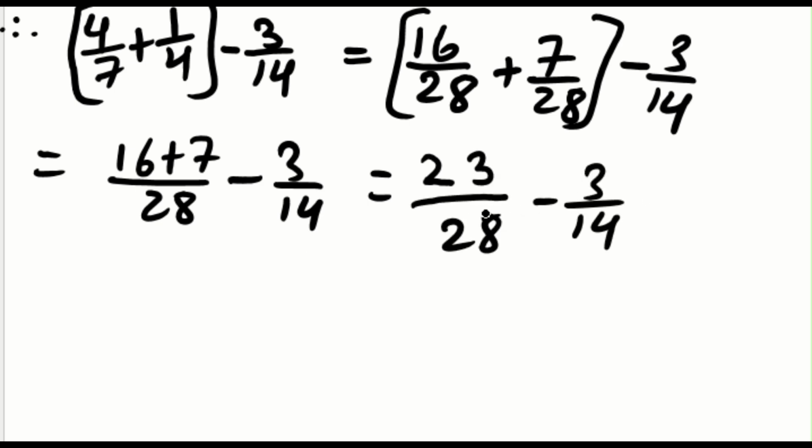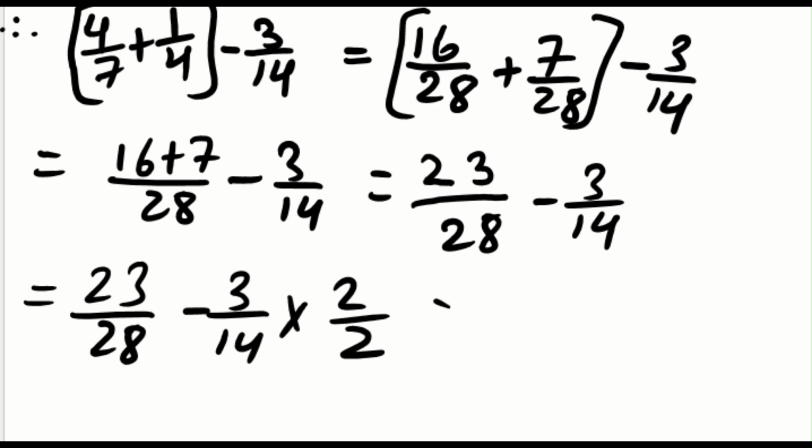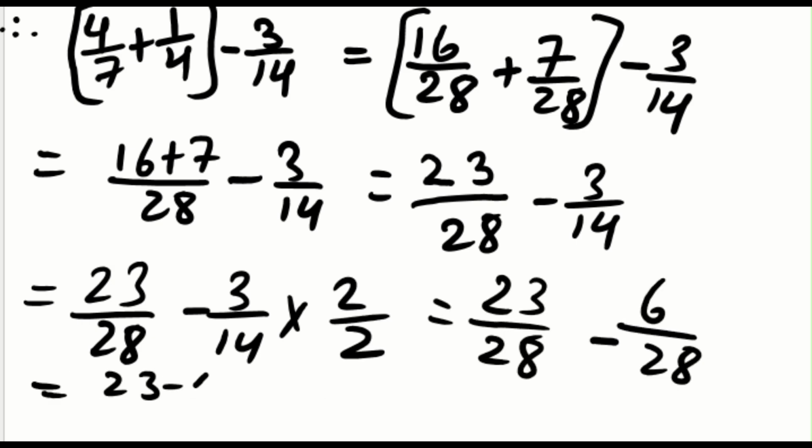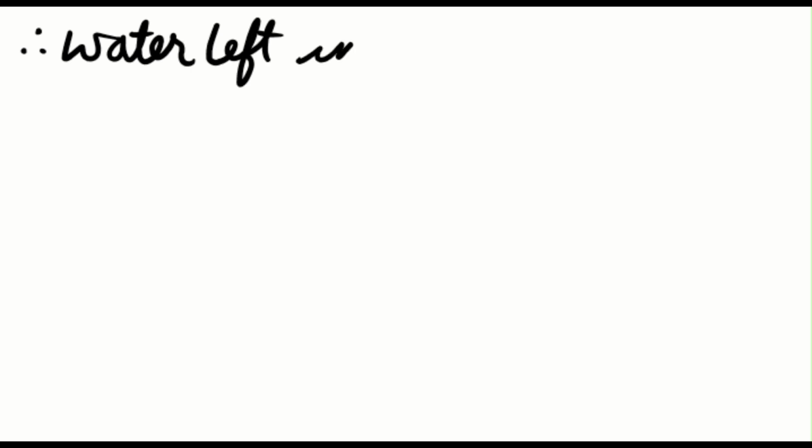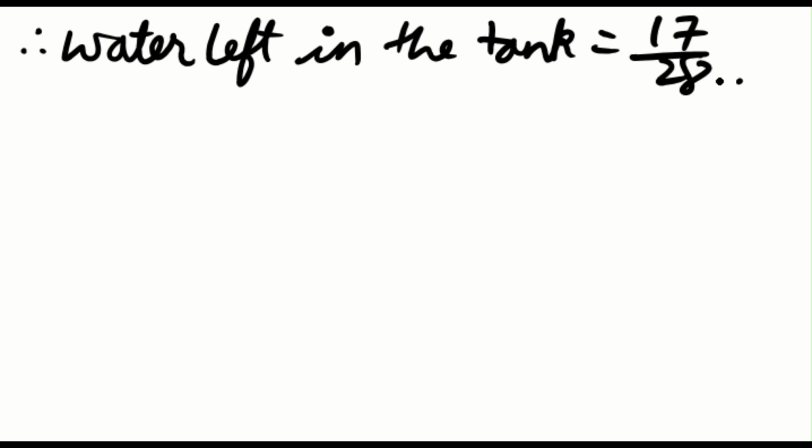Now to subtract these numbers, we have to make like fractions. So we write it as 23 upon 28 minus 3 upon 14 multiplied by 2 upon 2, which gives 23 upon 28 minus 6 upon 28, which is then equal to 23 minus 6 upon 28, that is 17 upon 28. So therefore, water left in the tank is equal to 17 upon 28.